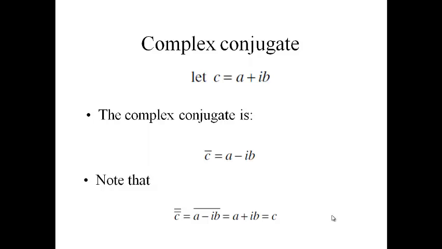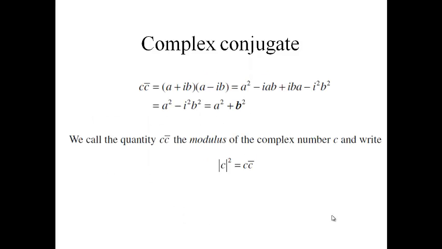Also, there is a special case in the complex number system, the complex conjugate. Let us consider the number c equal to a plus ib. The complex conjugate is a minus ib. Also, the conjugate of the conjugate of a complex number is again the original complex number, that is a plus ib. As usual, the multiplication of the complex number and its complex conjugate is nothing but a square plus b square. It is notated by modulus c square, that is modulus c square equal to c times c bar.